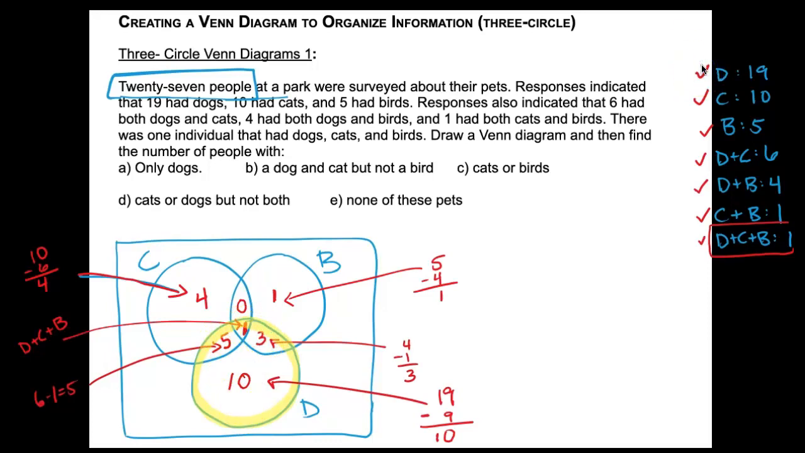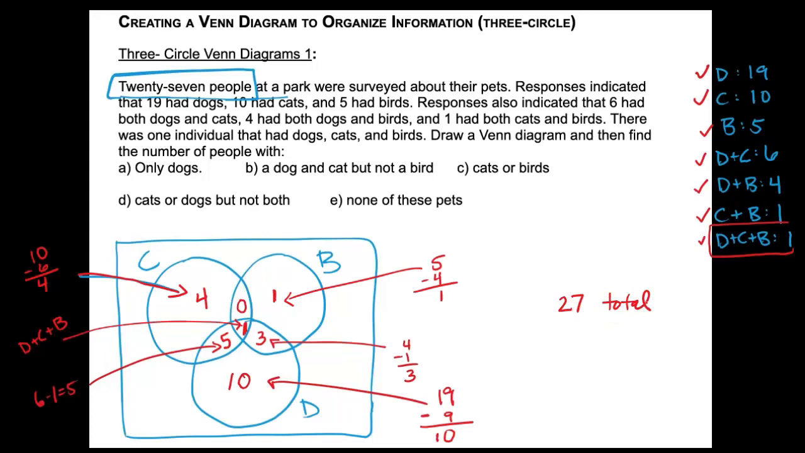Okay, and then the last step is looking at the outside of the circles. We want to look at the total number of people that were surveyed, and we were told 27 people were at the park. So I'm just going to write that down. 27 total people were at the park.